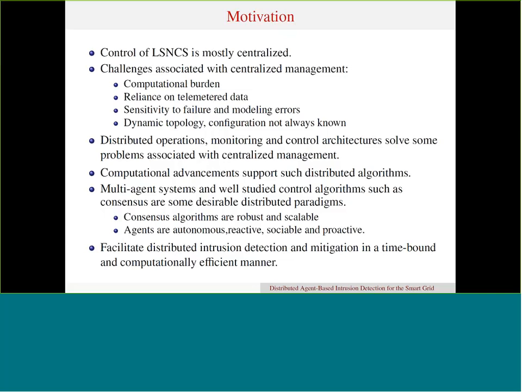Again, looking at distributed paradigms that could potentially solve problems related to centralized management, we've studied multi-agent systems and control algorithms such as consensus that are robust, scalable, and well studied. They've been proven to work, and they would be very desirable paradigms for distributing some applications within the power grid.